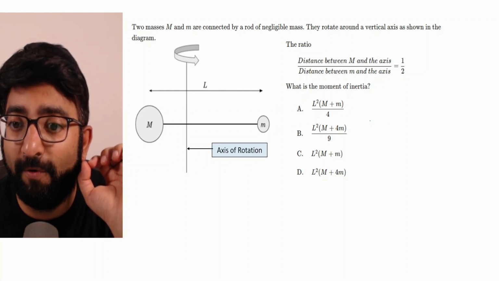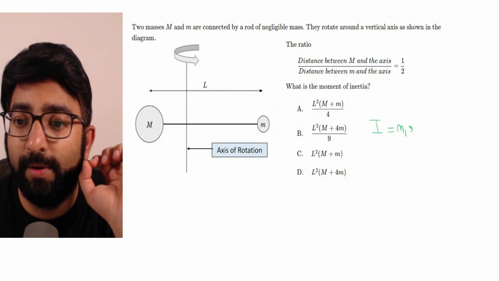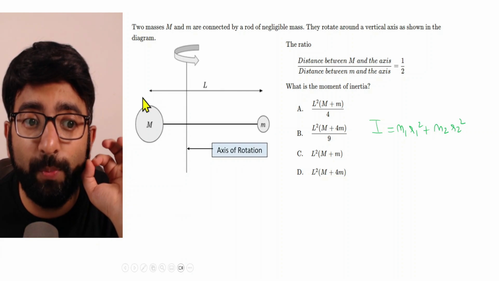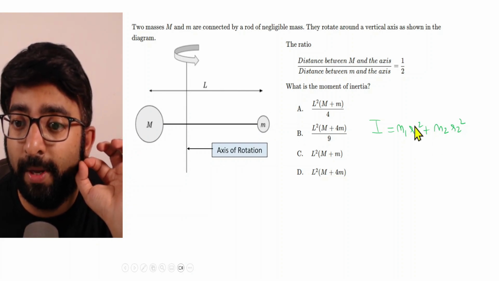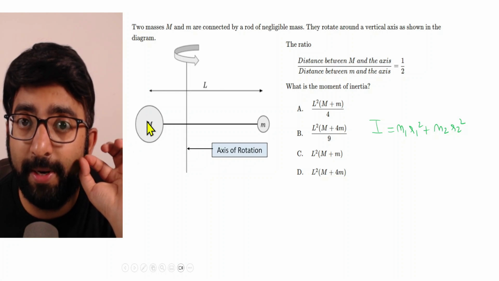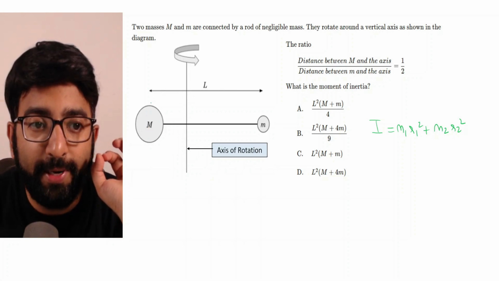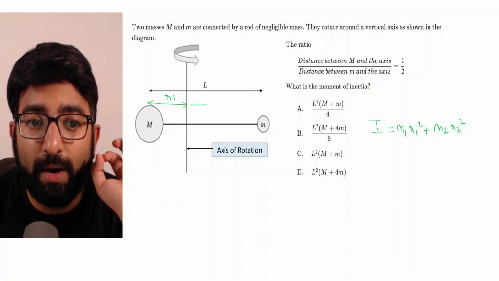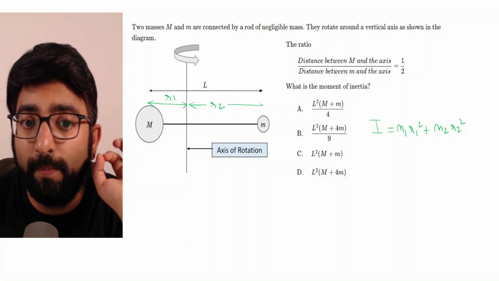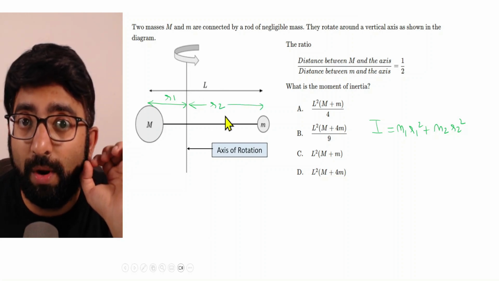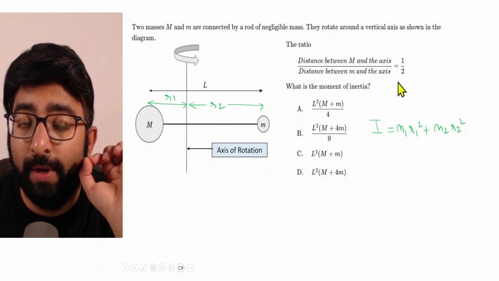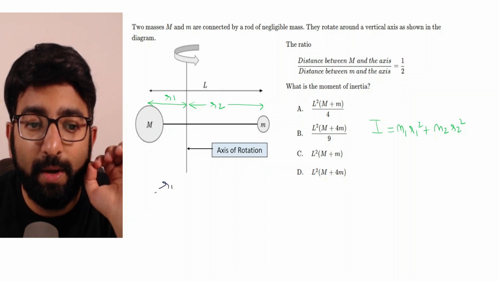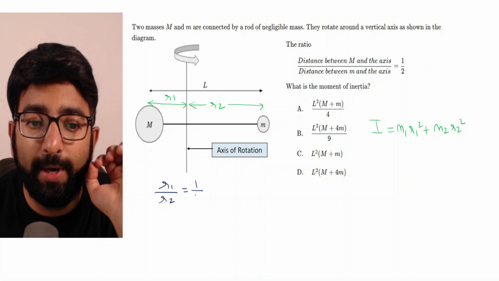So let us start with the basic formula for moment of inertia, which is m1 r1 square plus m2 r2 square. Now let us consider m1 to be capital M and m2 to be small m. So r1 will be the distance of capital M from the axis of rotation. So let me label that. Capital M to the axis of rotation, let's say this is r1, and r2 will be the distance of m2 from the axis of rotation. The ratio of these two r's is given to us in the question as 1 upon 2. So we can write r1 divided by r2 is equal to 1 by 2.